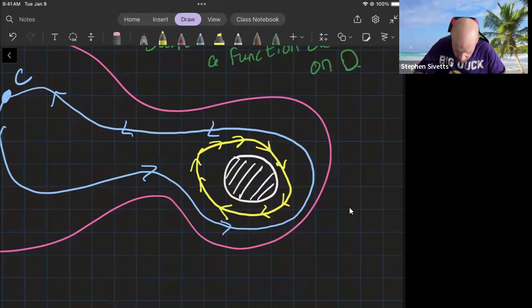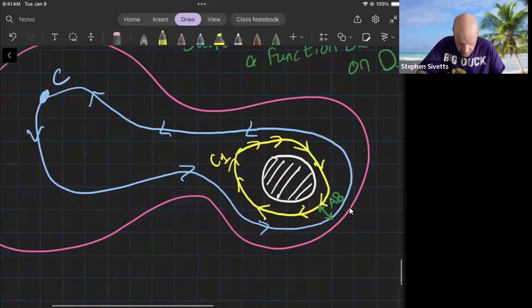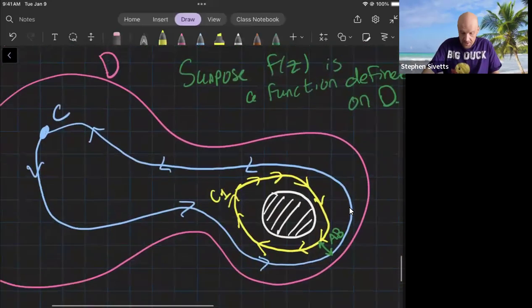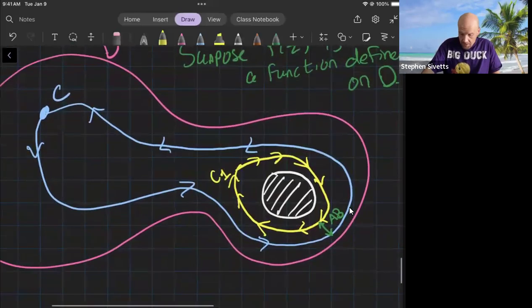Then what we can do next is we can draw in a bridge. A bridge. Let's say here, and in here. We'll call this AB. Okay. So the yellow curve I'll call C1. I'll call it C1. And the contour C is in blue. Okay.